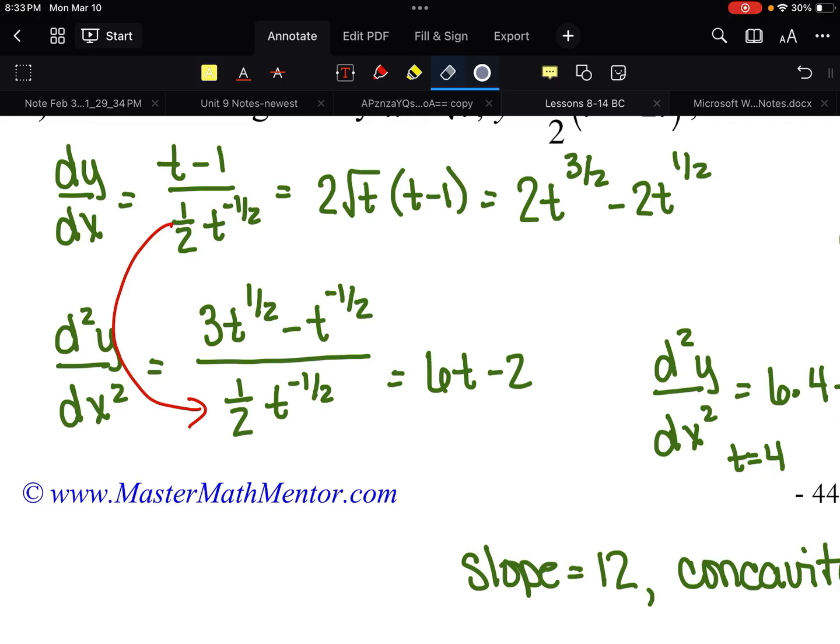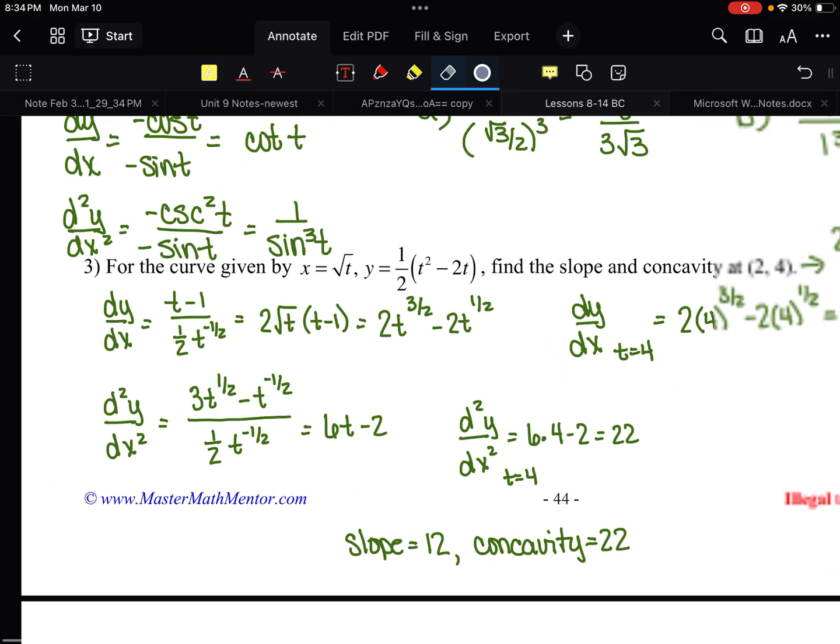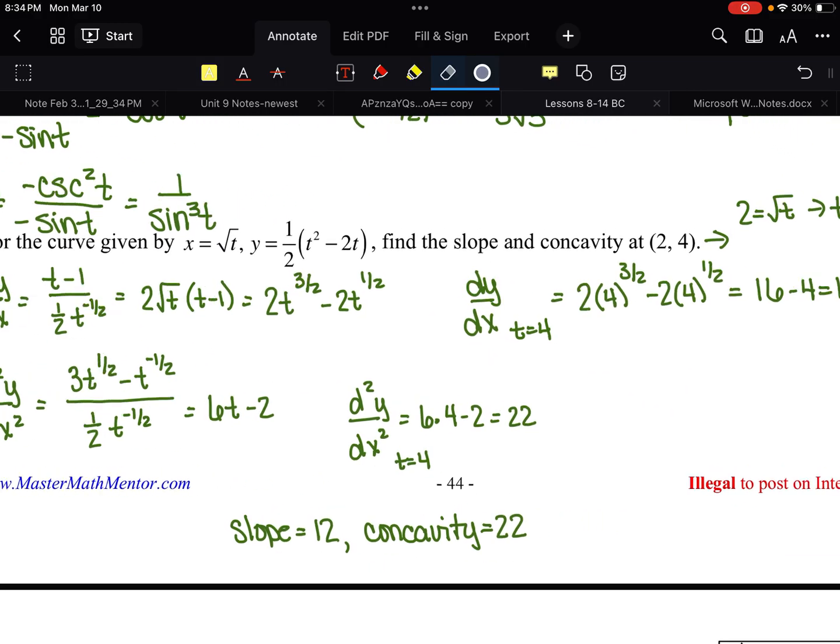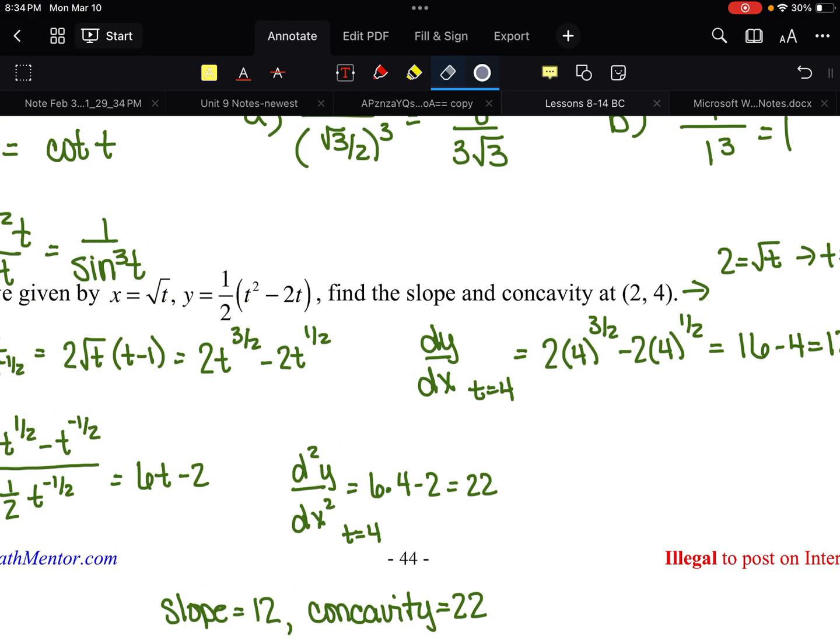So then it asks you to find that at the point 2, 4. Well, for what value of t do I get an x coordinate of 2? And also, for what value of t do I get a y coordinate of 4? Because it wants the x to be 2 and the y to be 4.